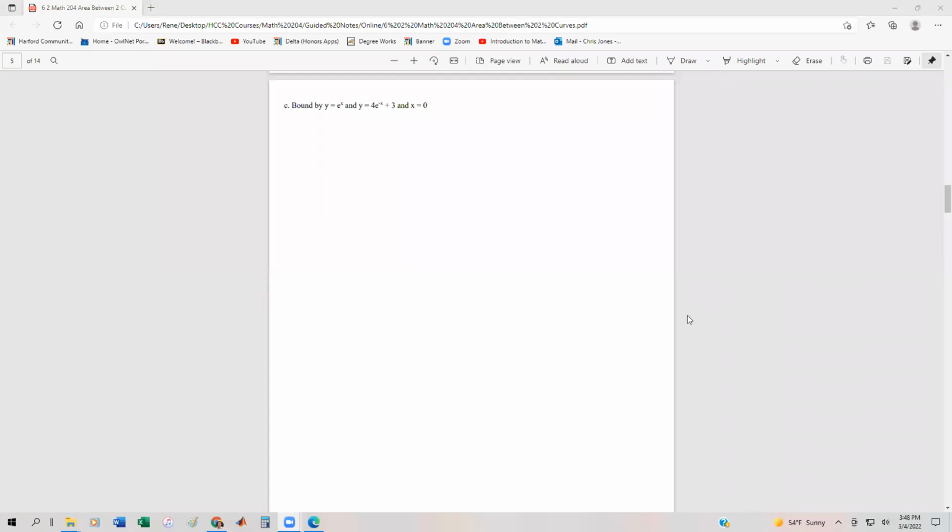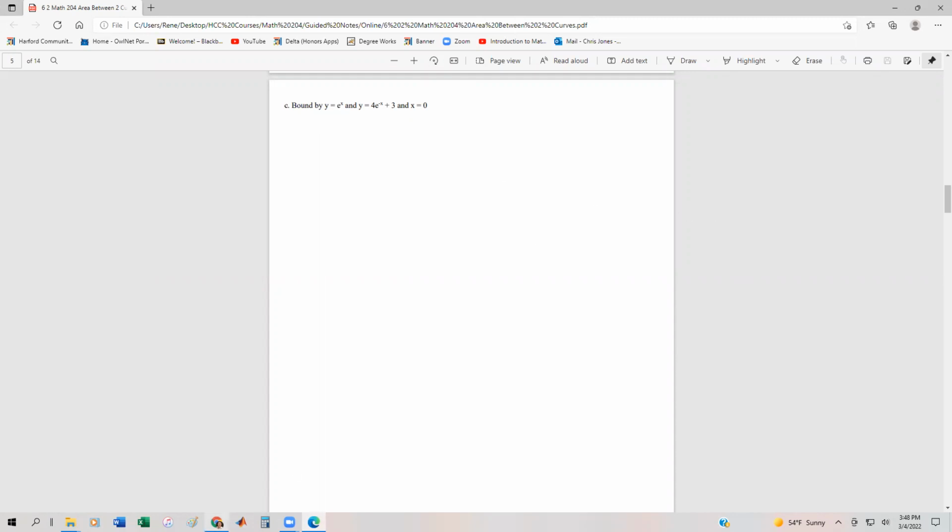In the first two examples in this section, we looked at areas between curves that were polynomials. But what if we have a transcendental sort of function? That's what we're going to look at. So let's find the area bound by y equals e to the x and y equals 4e to the negative x plus 3. To start this, we're going to graph it.